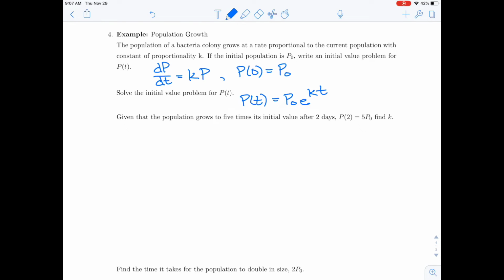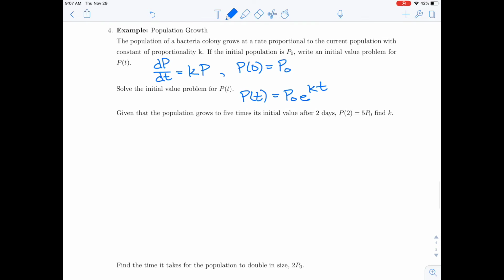But at this point, we have not determined what the constant of proportionality k is. We would need to do some sort of measurement on the bacteria population. So for example, we could measure that the population of bacteria grows to 5 times its initial value after 2 days, or P(2) is equal to 5 times P sub 0, and we can use that information to find k.